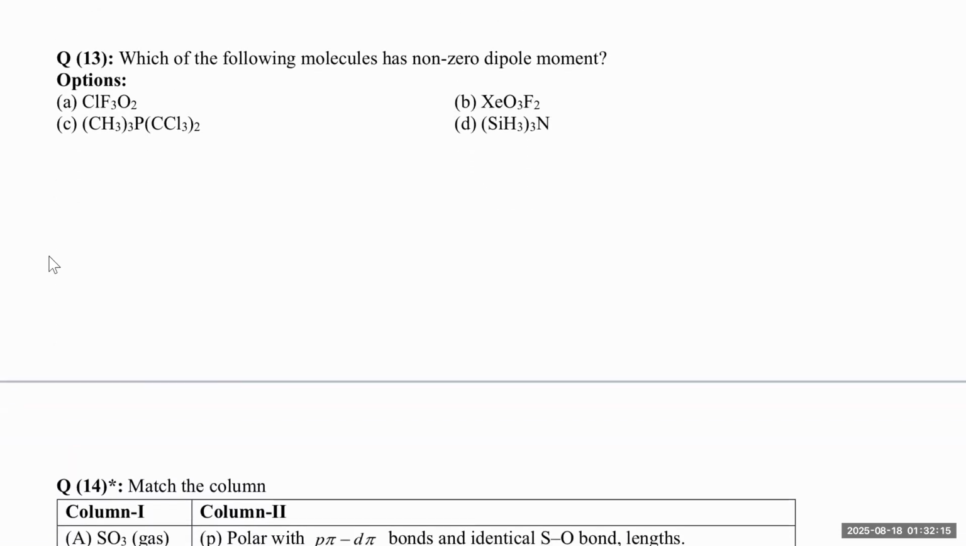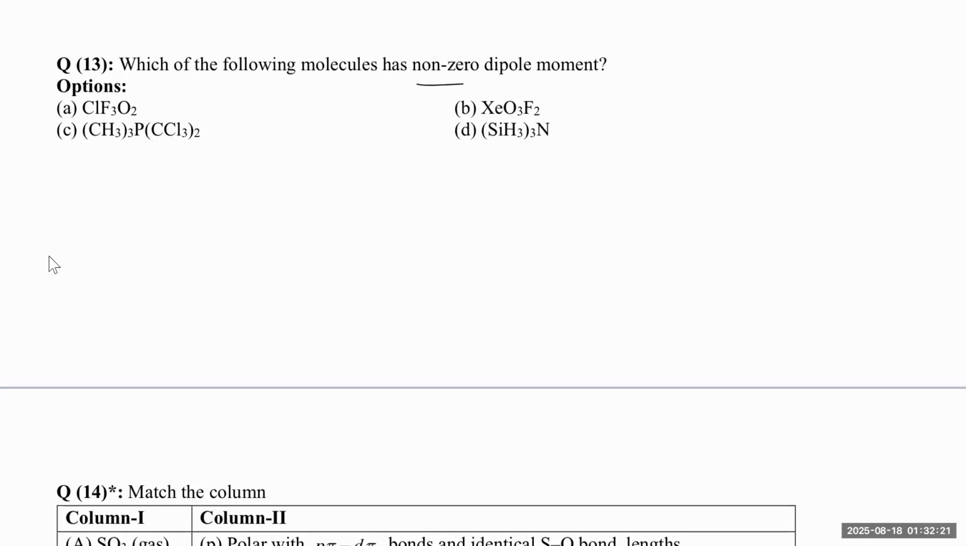Check out the 13th one now. Which of the following has non-zero dipole moment? Like I said, the first thing you will check is the hybridization. Based on hybridization, you will try to predict the shape. And once you predict the shape, you will figure out the vector sum. Are the vectors getting cancelled or is there anything remaining?